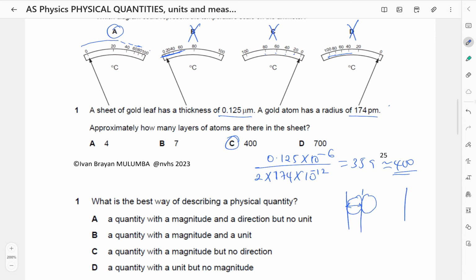So that's why I multiplied this one by 2 to get 559. So that is approximately 400.